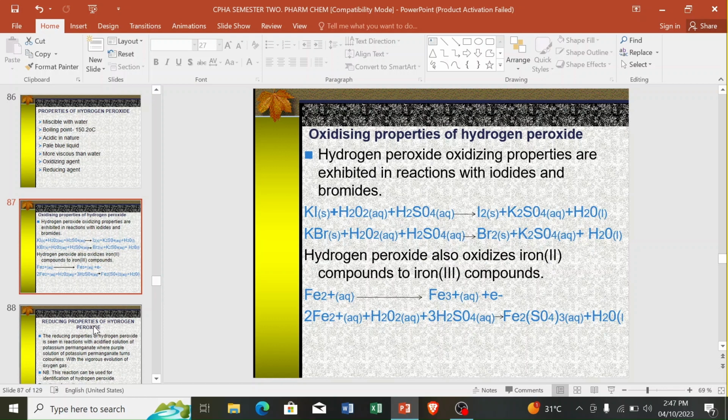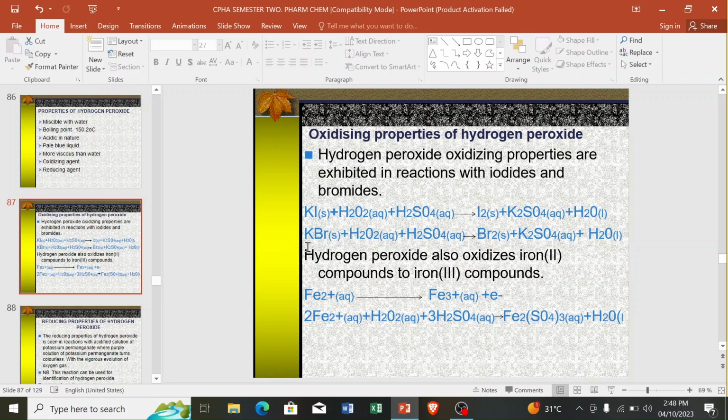Hydrogen peroxide's oxidizing properties are exhibited in reactions with iodides and bromides as well as iron 2 salts. In this specific case, we have potassium iodide reacting with hydrogen peroxide in the presence of an acid, so you find that the iodide is oxidized to iodine, and the hydrogen peroxide is being reduced to water. That is why we end up finding iodine, potassium sulfate, and then water.